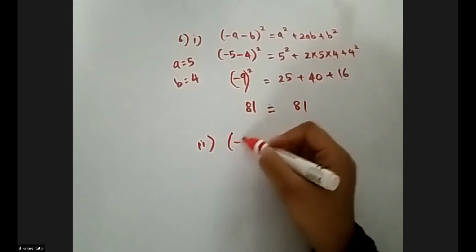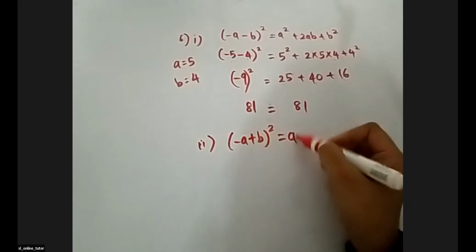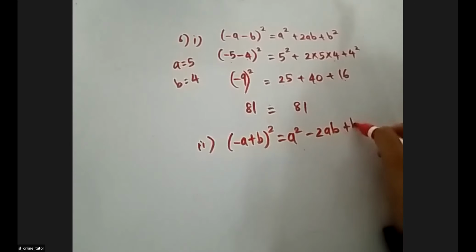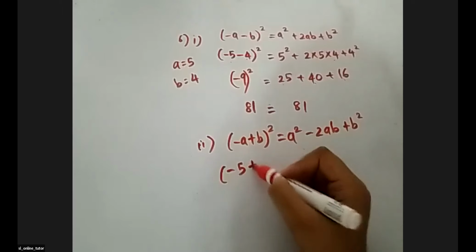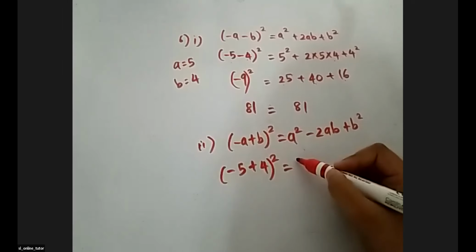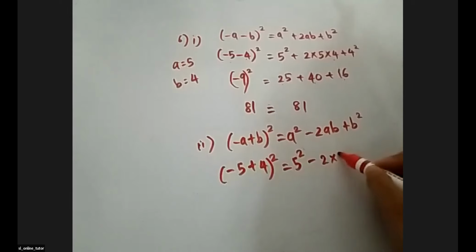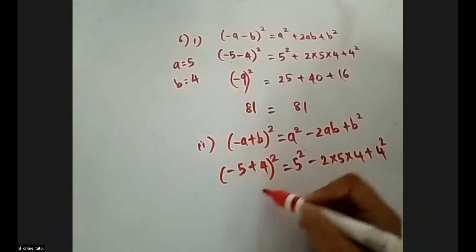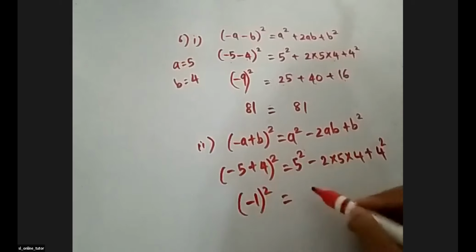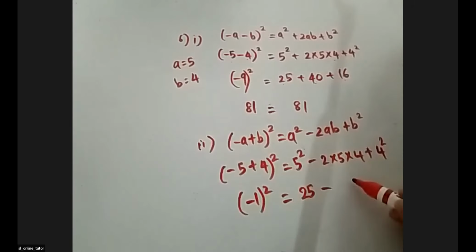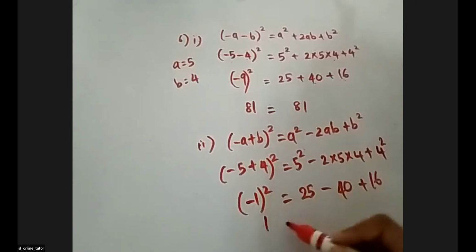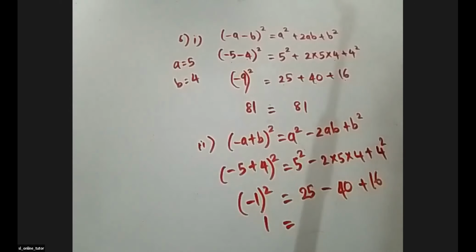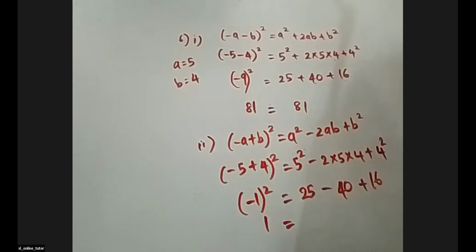Roman number 2, (−a + b)² equals a² − 2ab + b². Here you get (−5 + 4)² equals 5² − 2 × 5 × 4 + 4², right? Here, how much do you get? (−1)² equals 25 − 40 + 16. Here 1 into 1 is 1. How much here do you get? 25 plus 16 means 41, minus 40, plus 1.